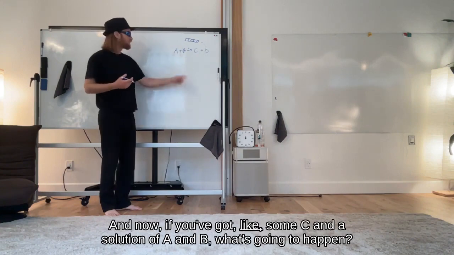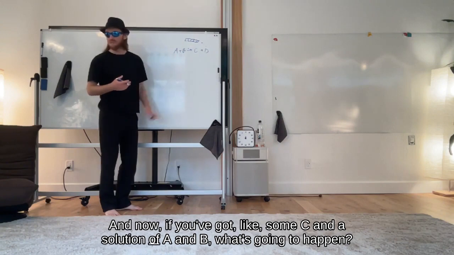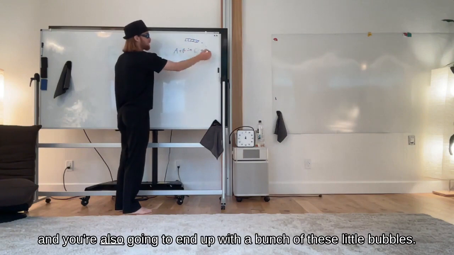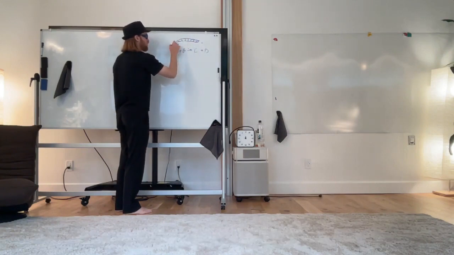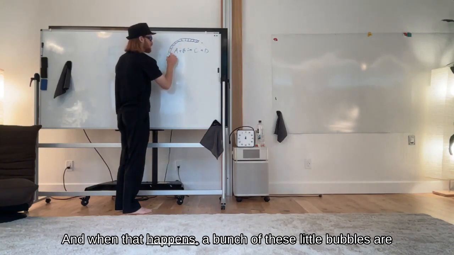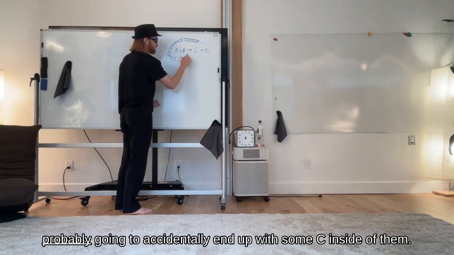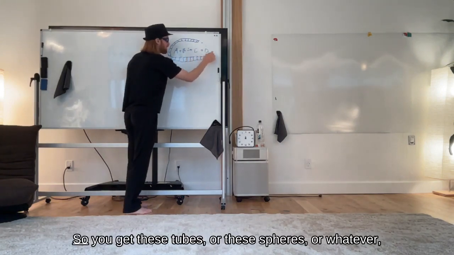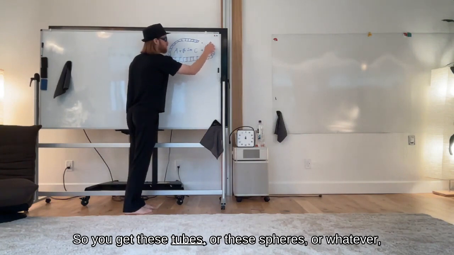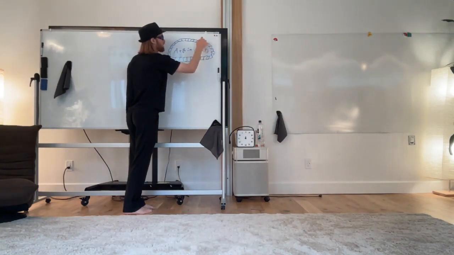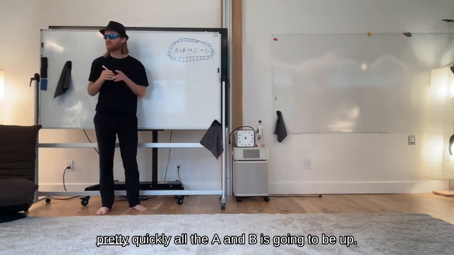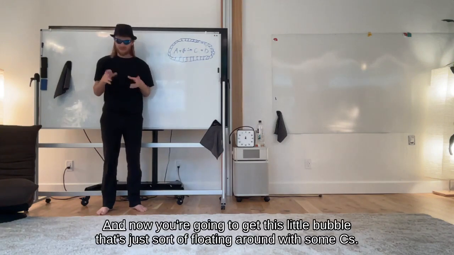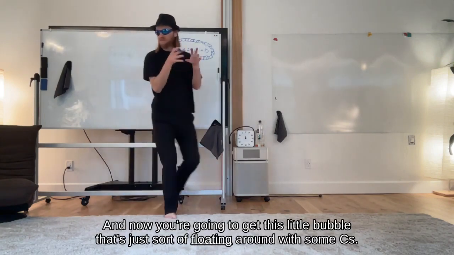Now, if you've got some C in a solution of A and B, what's going to happen? You're going to end up with a bunch of C, and also a bunch of these little bubbles. A bunch of these bubbles will probably accidentally end up with some C inside of them. So you get these tubes or spheres full of C. Whenever one of these forms and closes off, pretty quickly all the A and B is going to be eaten up. So you end up with a little bubble floating around with some C's.